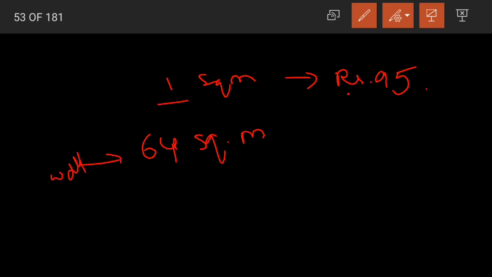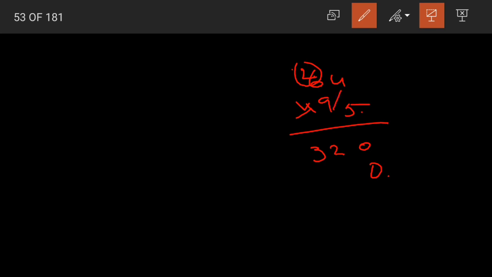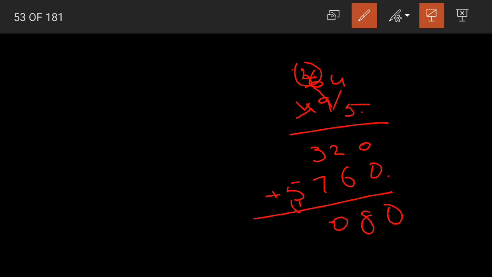Now to paint these 64 square meters of wall, how much money do we need? For 1 square meter it is 95. Then for 64 square meters, what will it be, children? 64 into 95. We have to multiply 64 into 95. 5 fours are 20, 2 carried. 5 6 are 30 plus 2, 32. 0 here. 9 fours are 36, 3 carried. 9 6 are 54 plus 3, 57. Adding 0, 8, 0, 1 carried, 6.